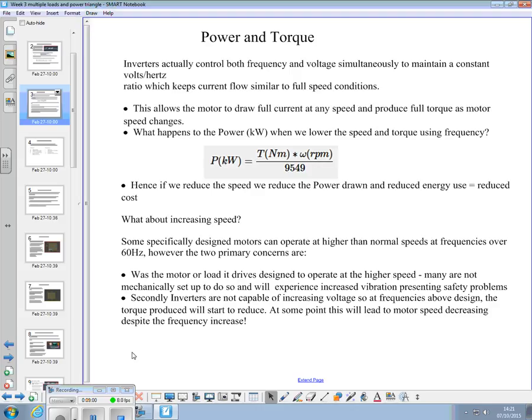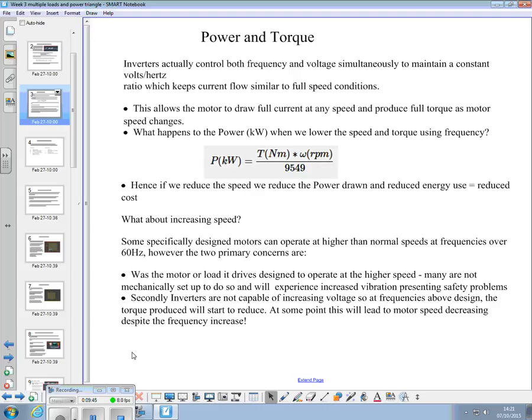Some specifically designed motors can operate at higher than normal speeds, i.e. at frequencies above 60 hertz, but there are two primary concerns with that. One: was the motor or loaded drive designed to operate at the higher speed? Unless limits are set on frequency on the inverter, someone could whack it up to, let's say, 100 or 120 hertz. But was what's connected to it designed to work mechanically at that speed? Is the motor rated mechanically to turn at twice its normal rated speed? And is the equipment connected to it meant to work at that speed as well?